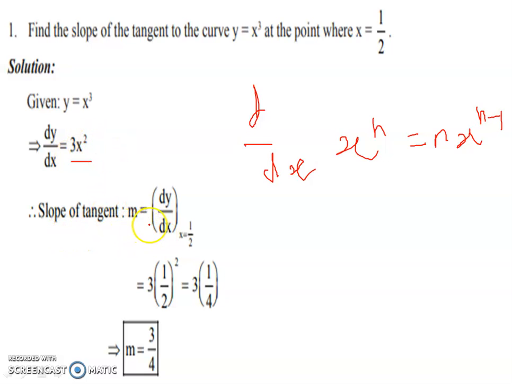Slope of tangent m is equal to dy by dx at x is equal to 1 upon 2. The point is given. We have to put the value of x square as 1 upon 2 whole square, which is 1 upon 4. Final answer: m is equal to 3 by 4. In this way, we find the slope of tangent to the curve at the point where x is equal to 1 upon 2.